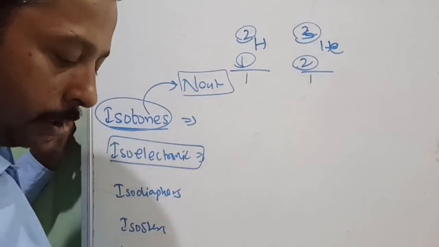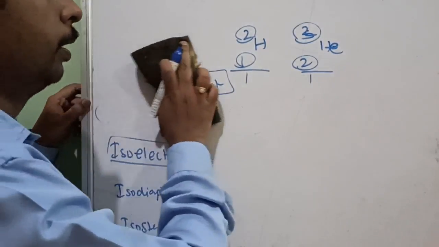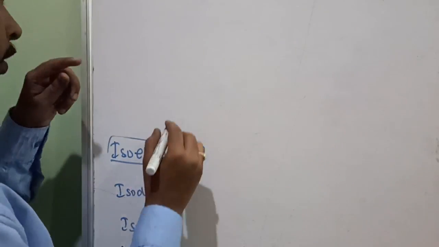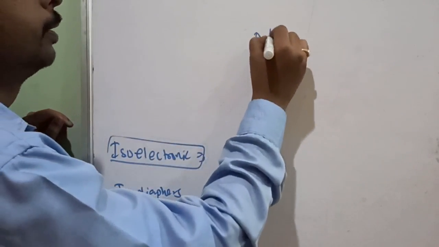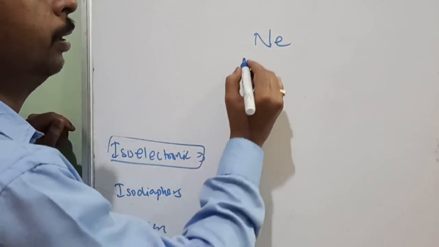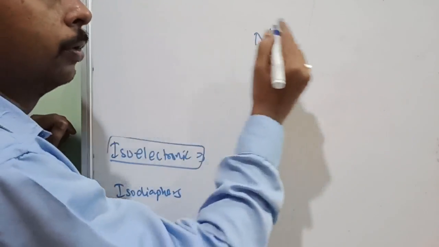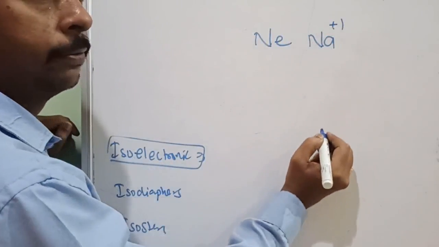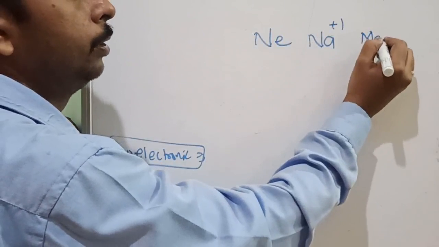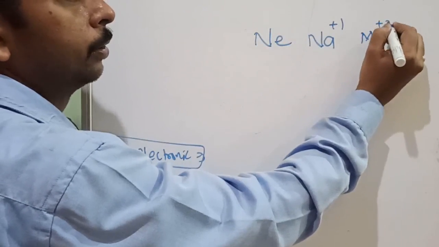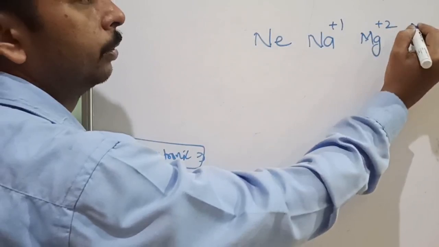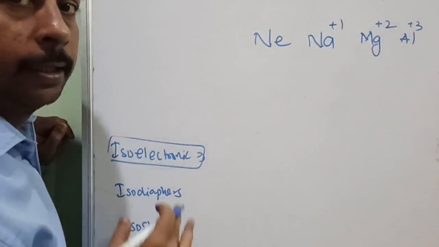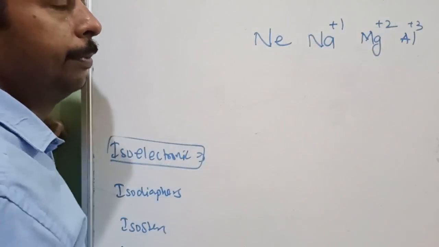Now coming to isoelectronic. The name itself says the same number of electrons. I will start from helium, neon. Neon contains 10 electrons. Sodium contains 11 electrons, so I will make it positive, giving 10 electrons. Magnesium has 12 electrons, so 10 electrons. Aluminium has 13 electrons, so 10. Wherever there is an extra, I will reduce it by giving the positive charge.